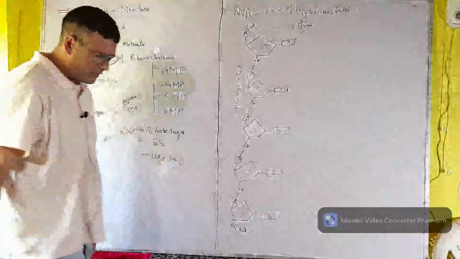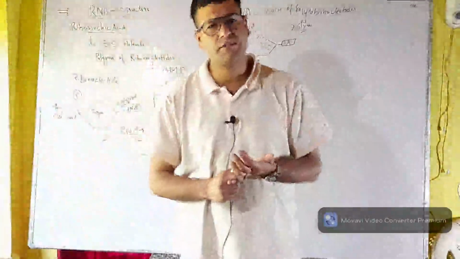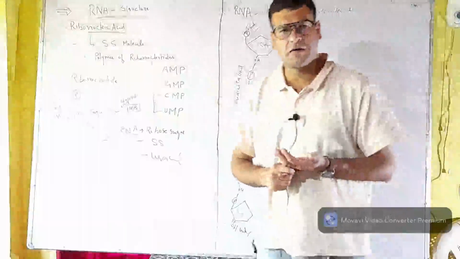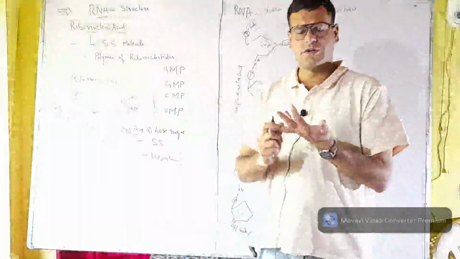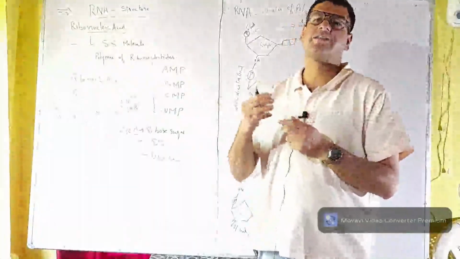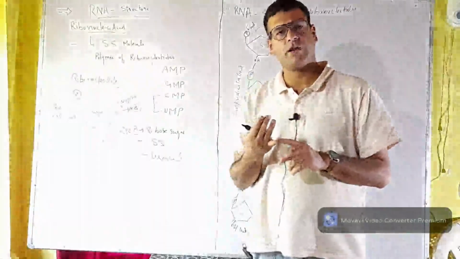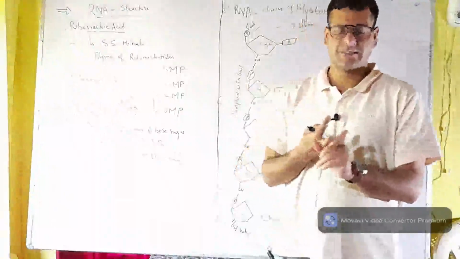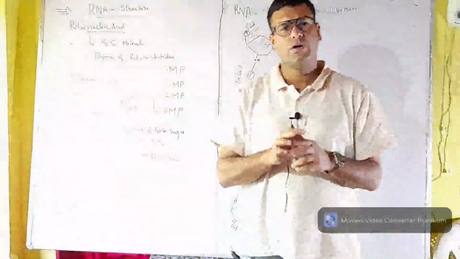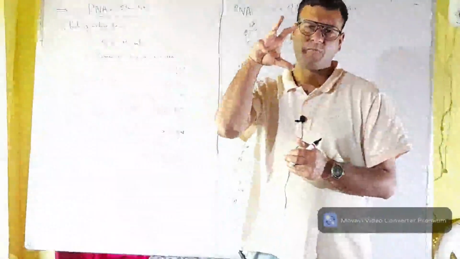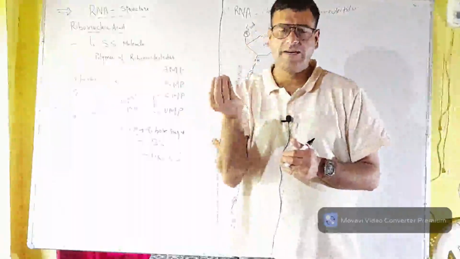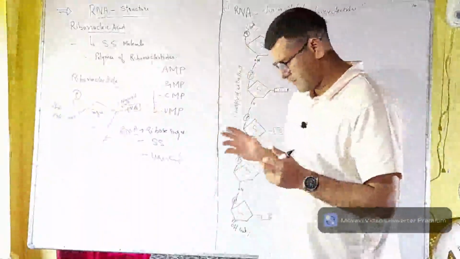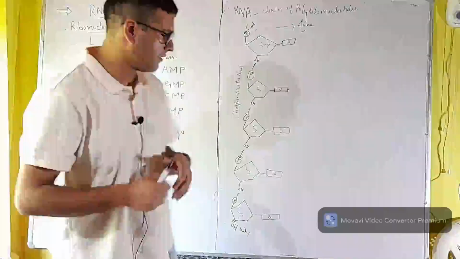Uracil in case of RNA. There are 4 types of nitrogen bases in RNA: adenine, guanine, cytosine and uracil. Whereas in case of DNA we have 4 nitrogen bases: adenine, guanine, thymine and cytosine. So there is a difference of 1, that is uracil in RNA, and thymine is found in DNA. So this is the main difference between DNA and RNA.